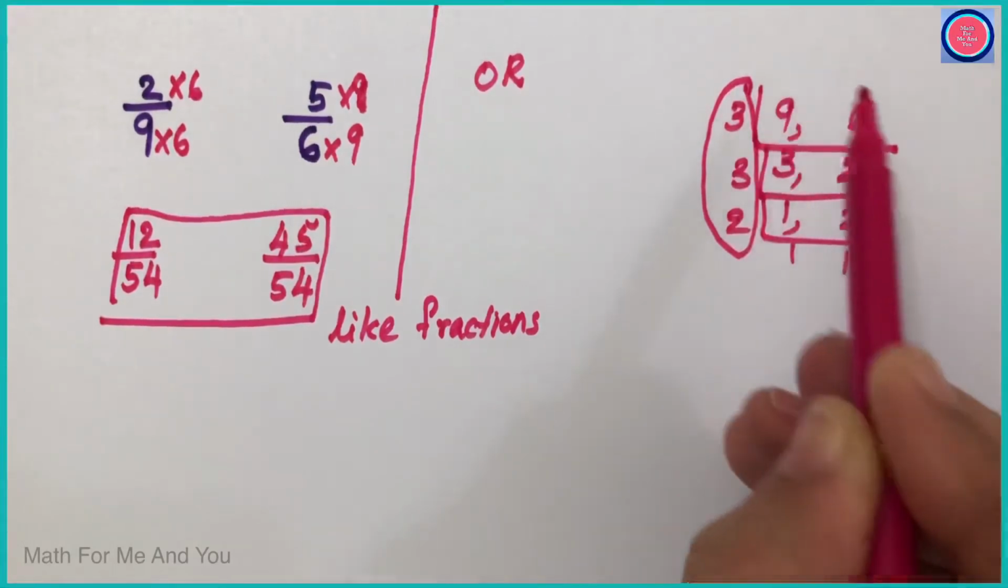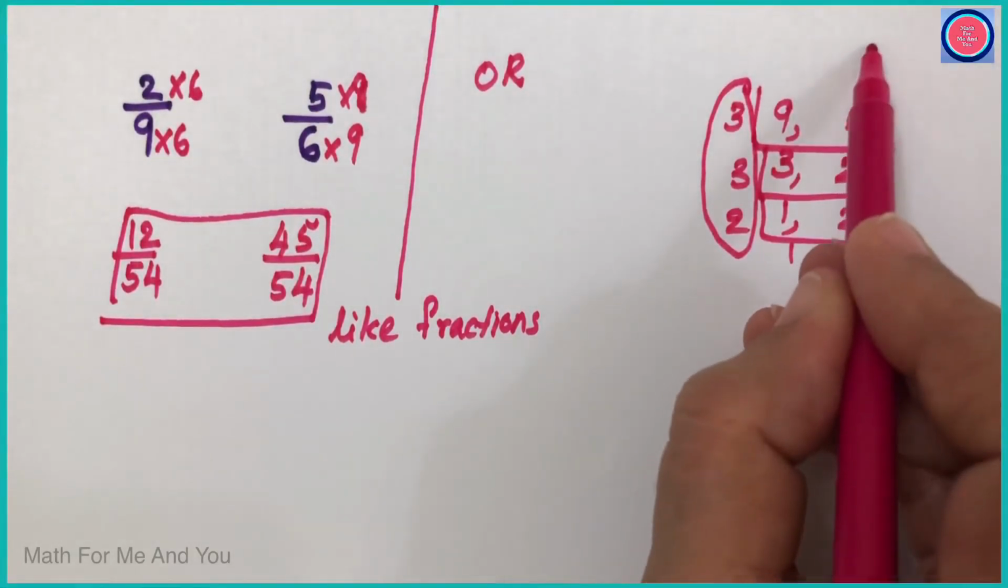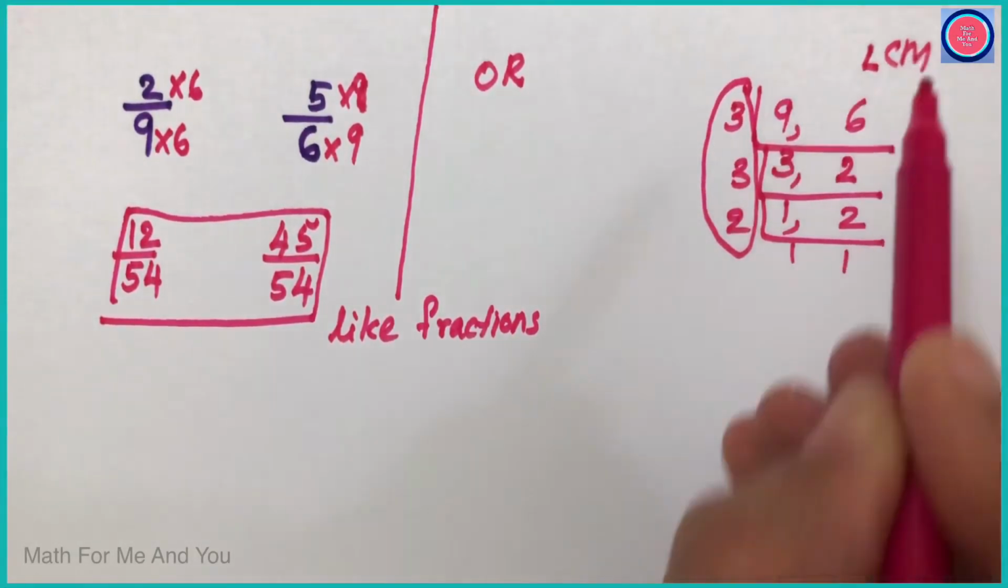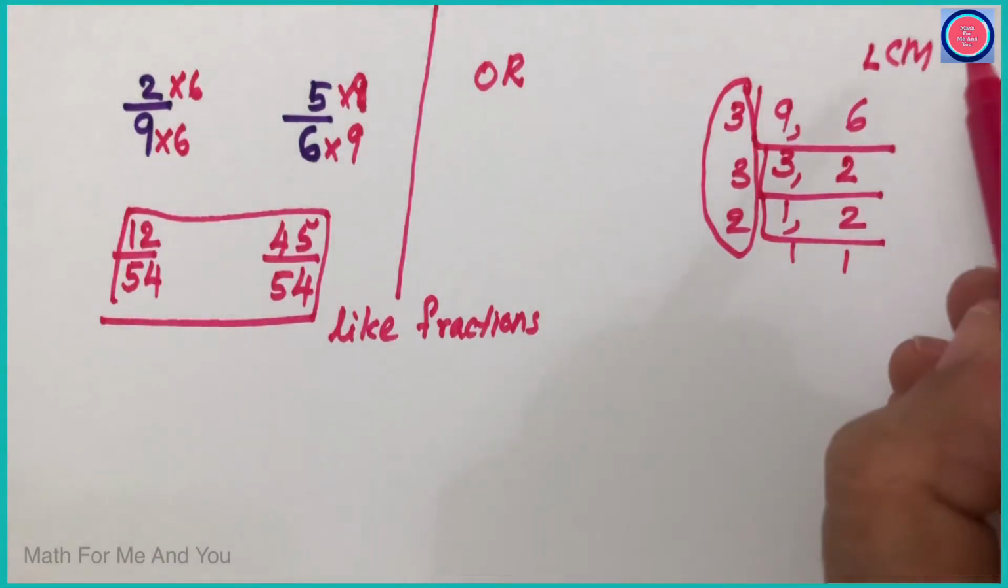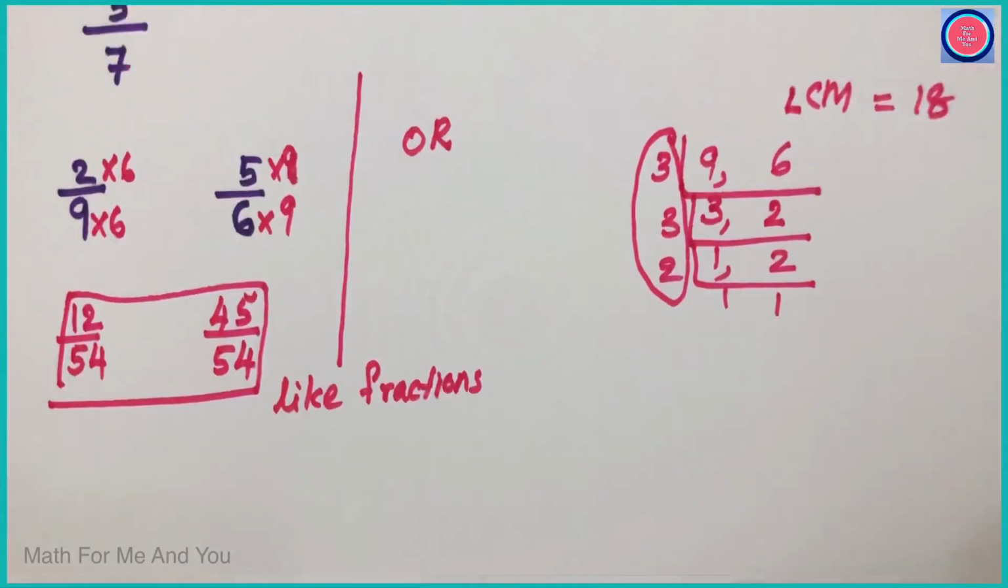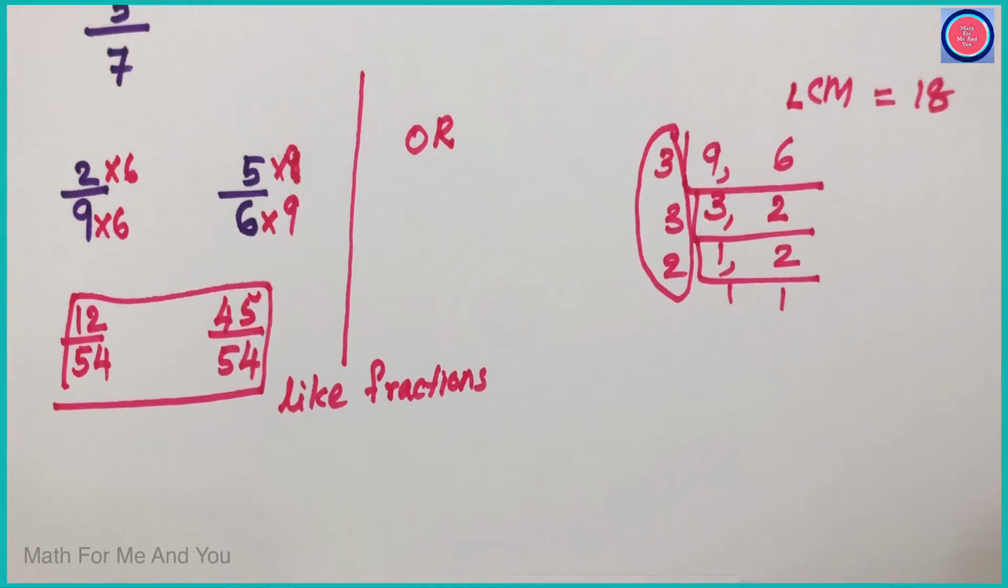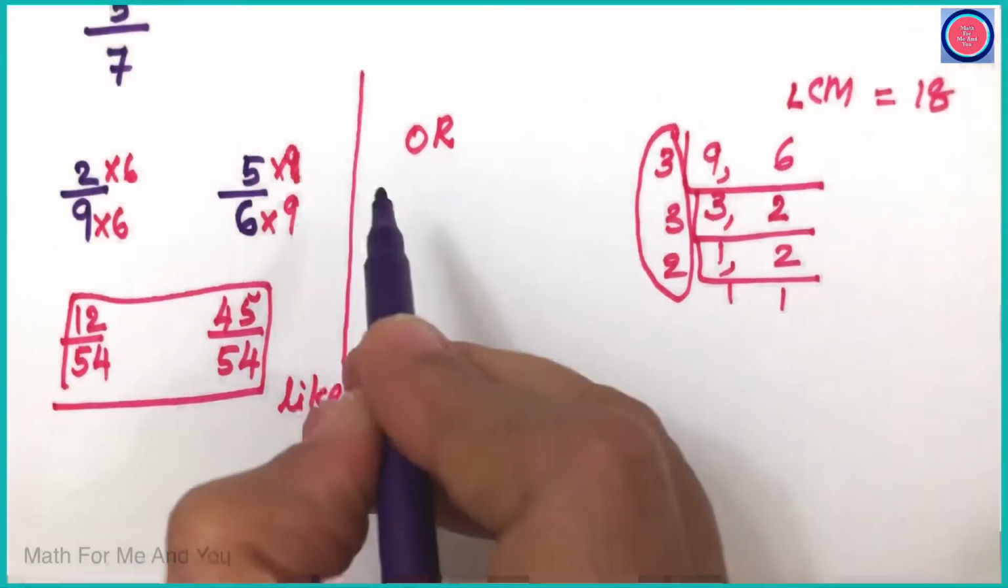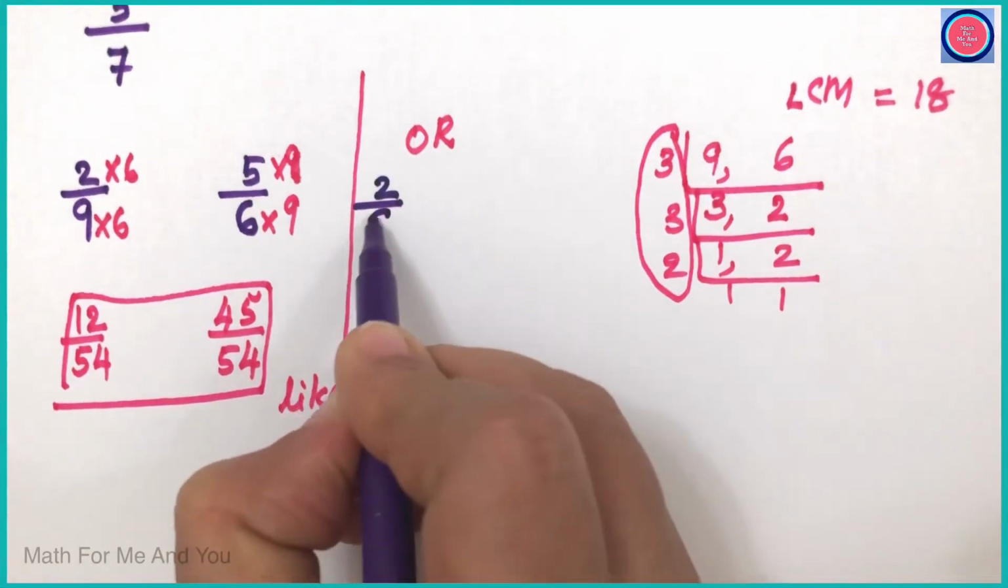Finished. So what LCM do we get? LCM is 3 times 3 times 2. That is 3 times 3 is 9, times 2 is 18. So we get the LCM 18. We can change 9 to 18, also 6 to 18. We are going to do that.